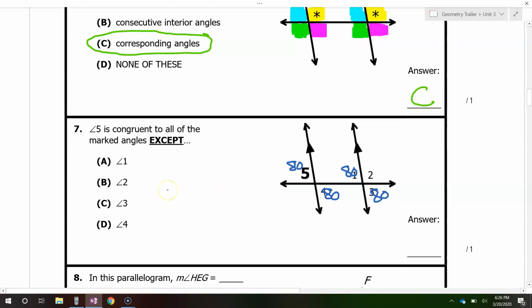Okay? So all of these are congruent. So let's see. So that means angle 5 is congruent to angle 4, angle 1, and angle 3. Angle 2 is the only one left out. So that means angle 2 is the answer. So B is the answer. All right, angle 5 is congruent to all of the angles except for angle 2.